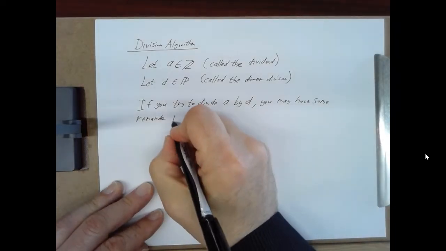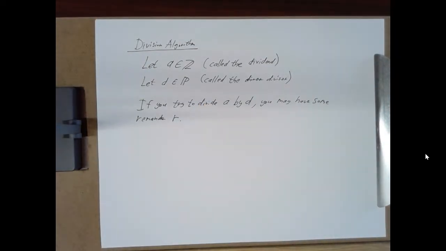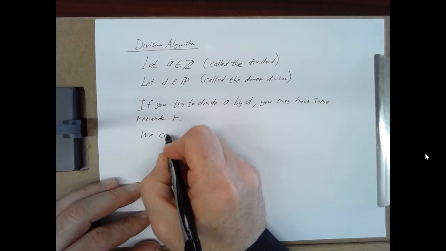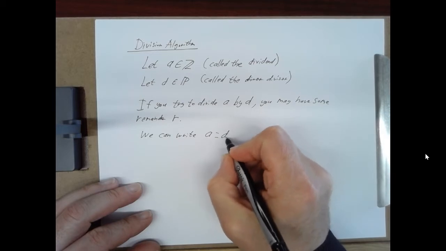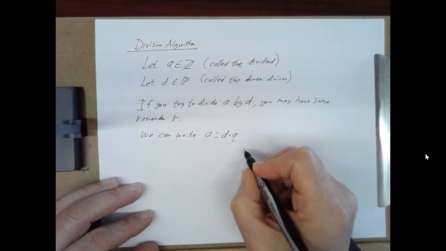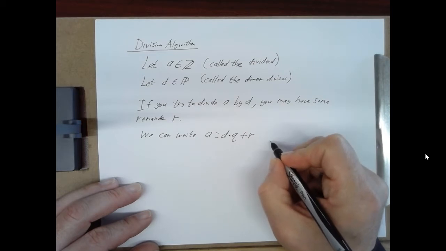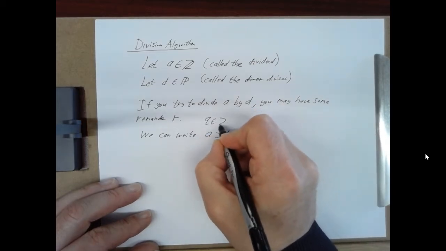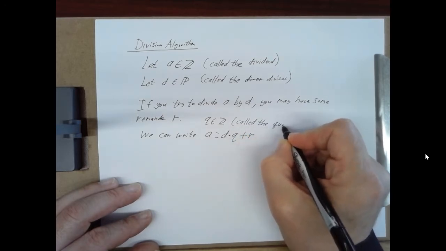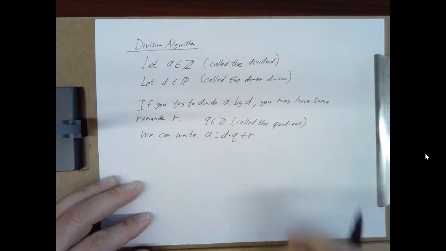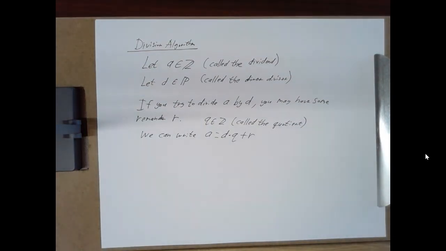We'll call our remainder r. If there's no remainder, then r is just 0. Okay, so we can write our original number a equals a divisor times some other integer q plus some remainder. Q is an integer called the quotient. So a is the divisor times the quotient plus a remainder. We can always do that, right?